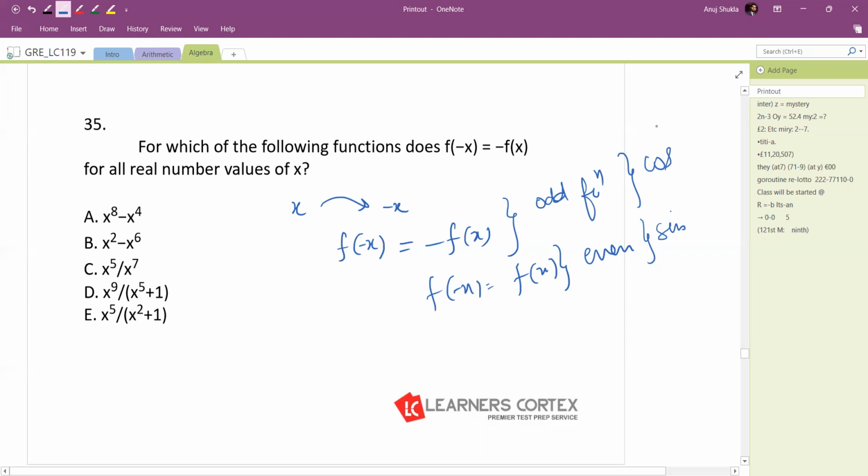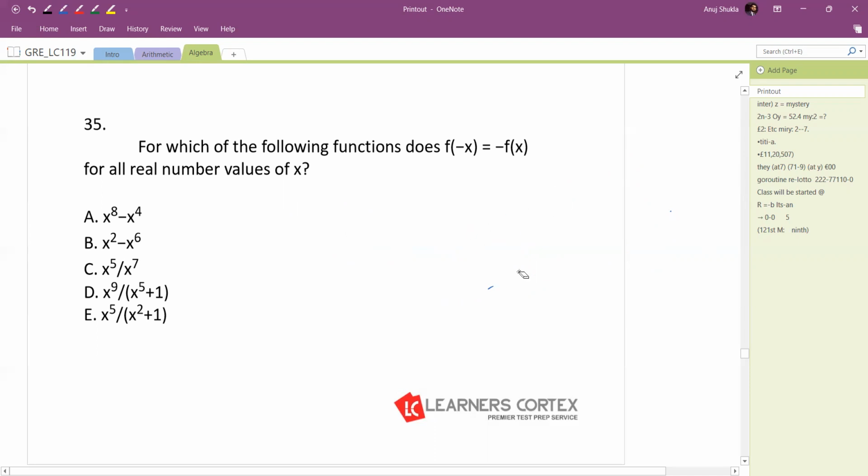Say E part. E part. Okay, let's see. So this question is saying f of minus x. This one is given as f of x, so I'm going to find f of minus x for this.